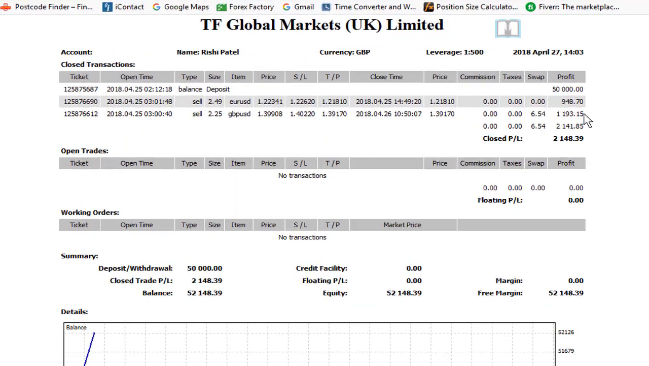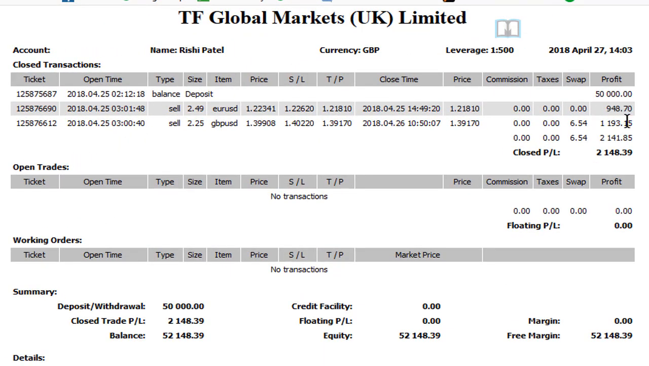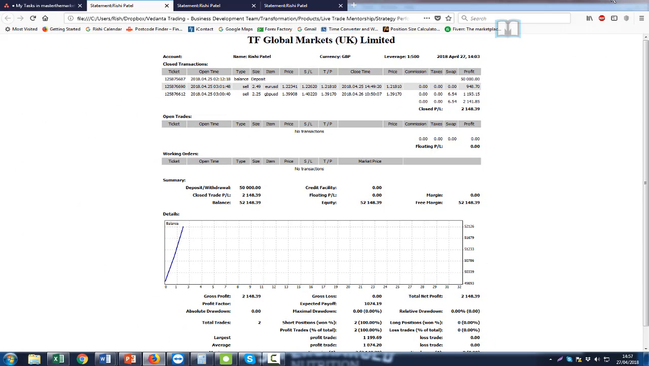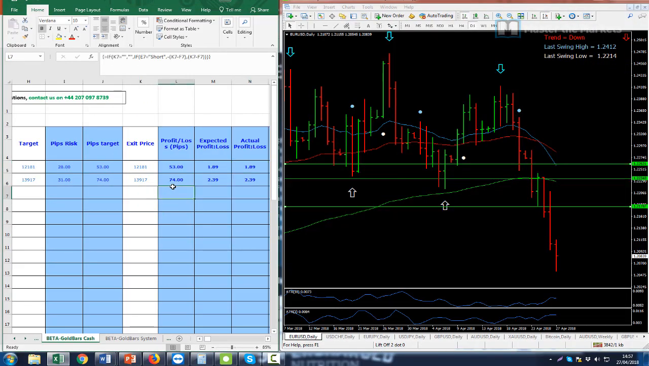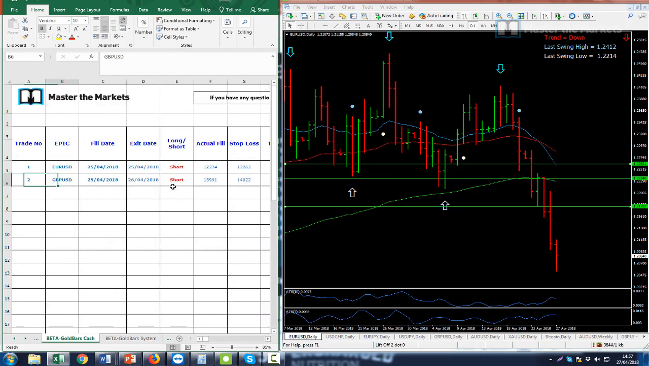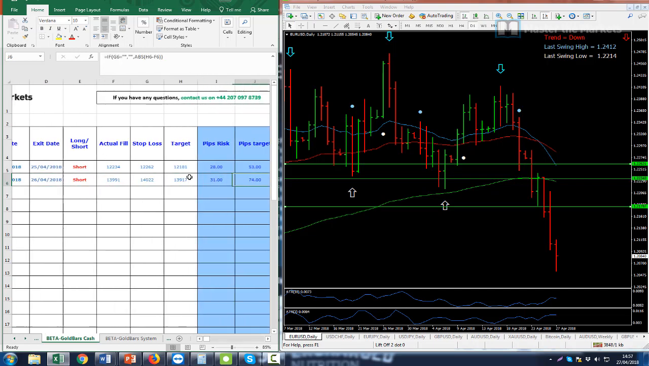And what did it make? It made £948.70 risk managed in just a couple of hours. And then let's take a look at the final trade for this week, which is of course the GBP USD. GBP USD 25th of April 2018. Let's take a quick look at that.